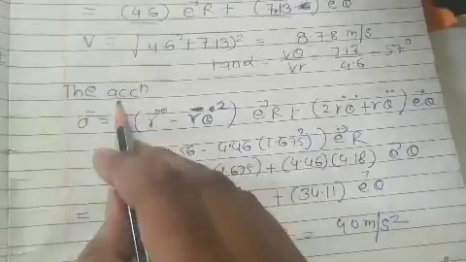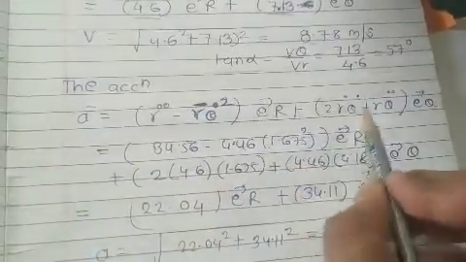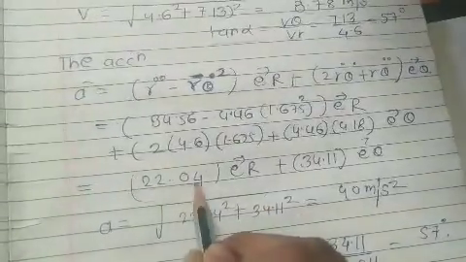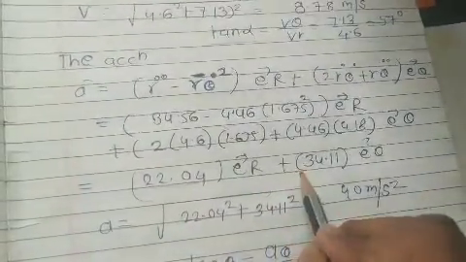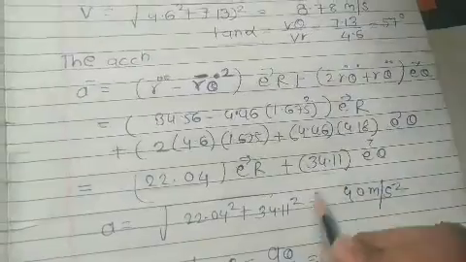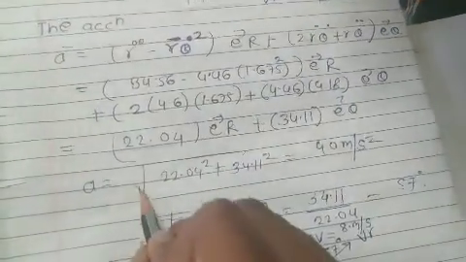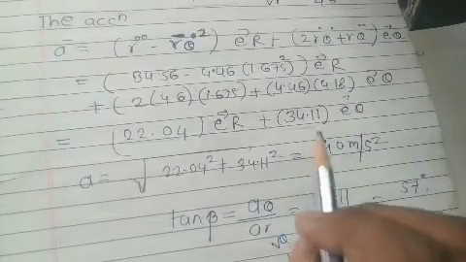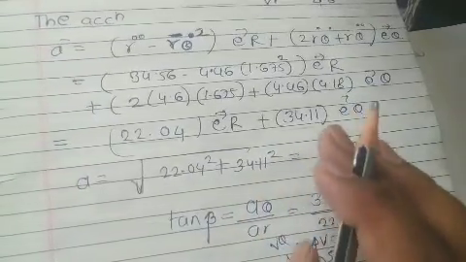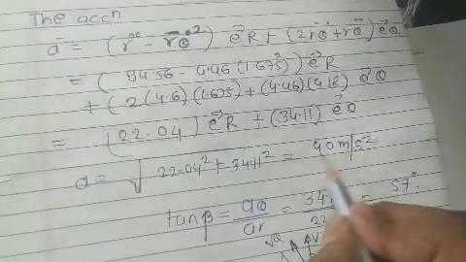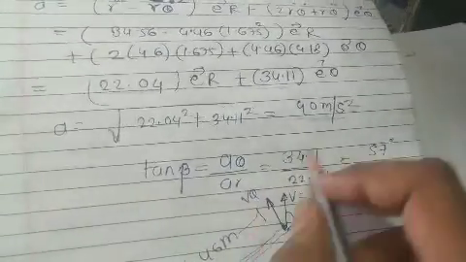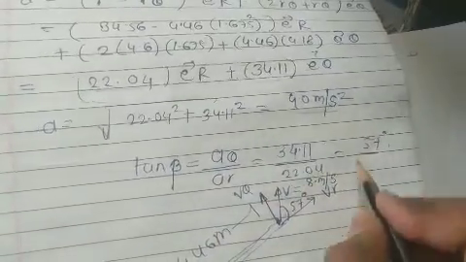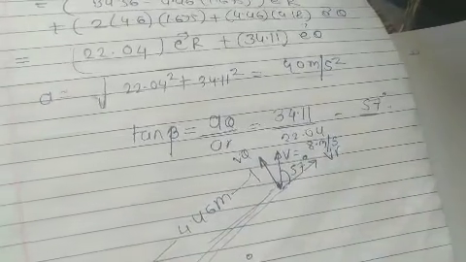In the same way for the acceleration, in the formula we'll put the values and we will get the radial acceleration as 22.04 and the transverse acceleration as 34 meter per second square. To find the total acceleration, we square them, add them and take the root, and we'll get about 40 meter per second square. Also we'll get the angle which indicates the direction. So this is the final answer.